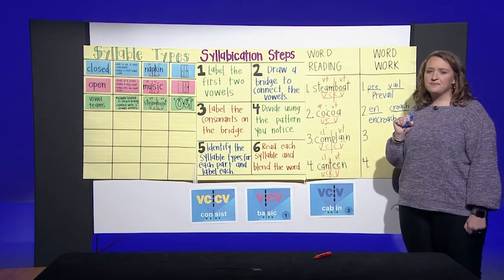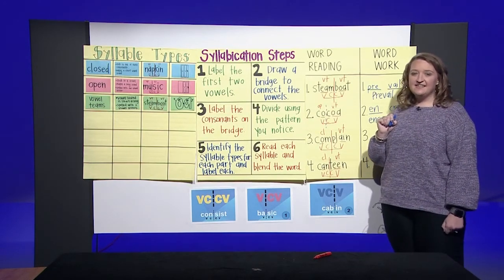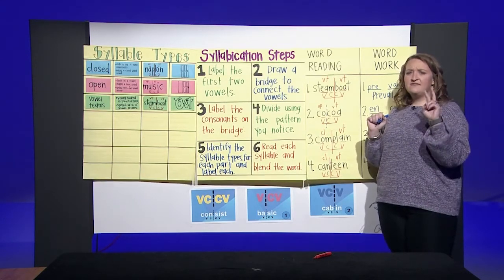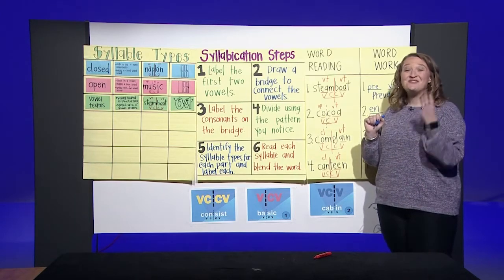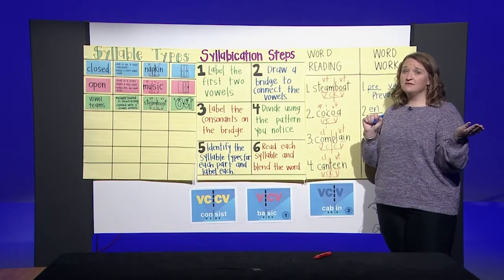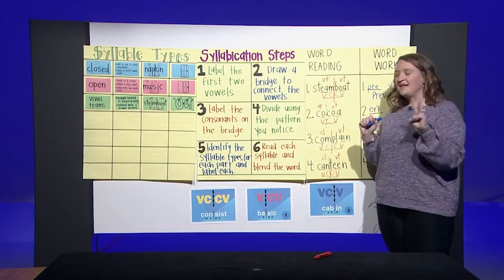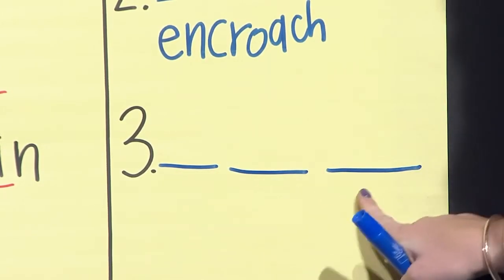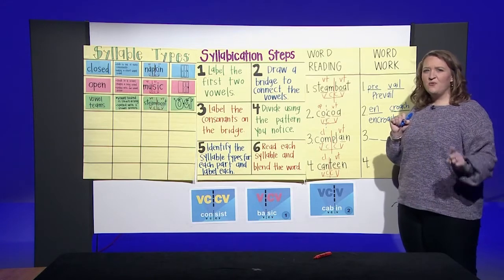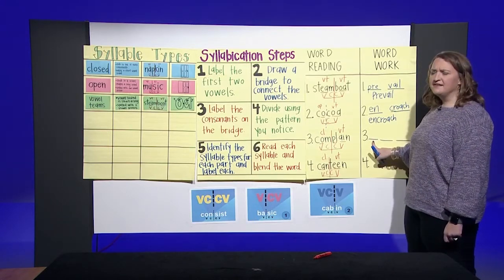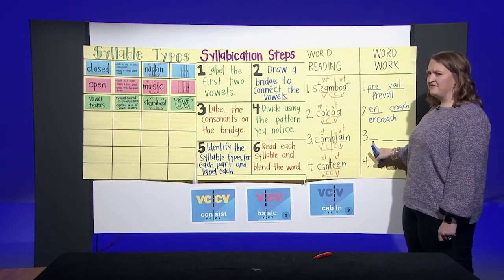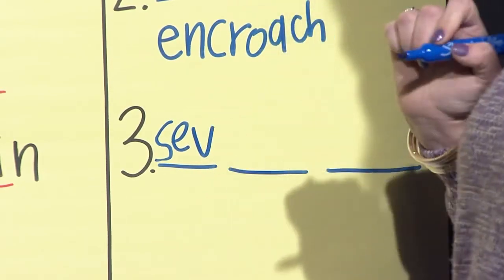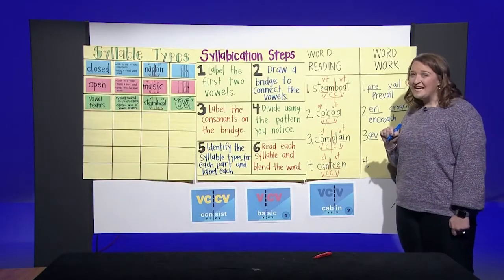Let's do number 3. Seventeen. Can you say seventeen? Count the syllables with me. Seventeen. This word has 3 syllables. So how many lines will we draw? That's right, 3 lines. So hopefully you get 3 lines on your paper. Seventeen. What's our first syllable? Sev. Sound it out. S-ev. Write that on your paper. Sev. What's our second syllable?